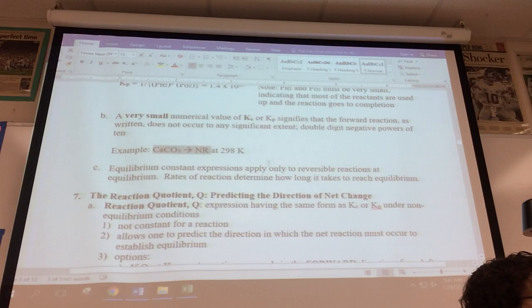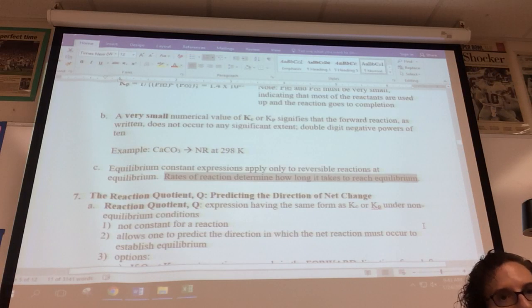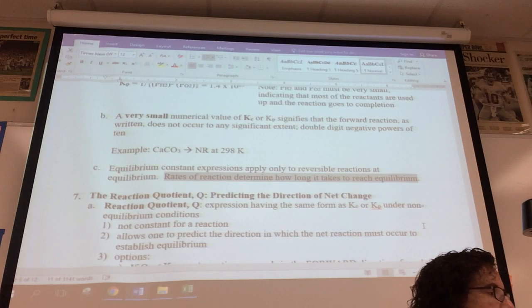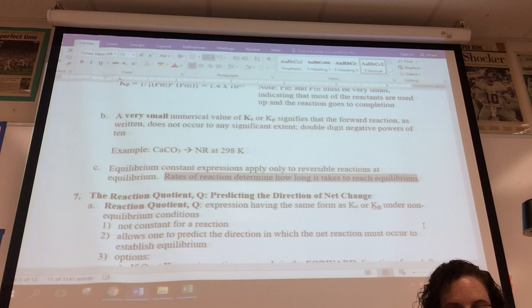So equilibrium constants are for reversible reactions that are at equilibrium. Don't confuse this with kinetics. Kinetics tells you how long it takes to reach equilibrium, how fast the reaction occurs. Chemical equilibrium is when the rate of the forward and reverse reactions are equal.